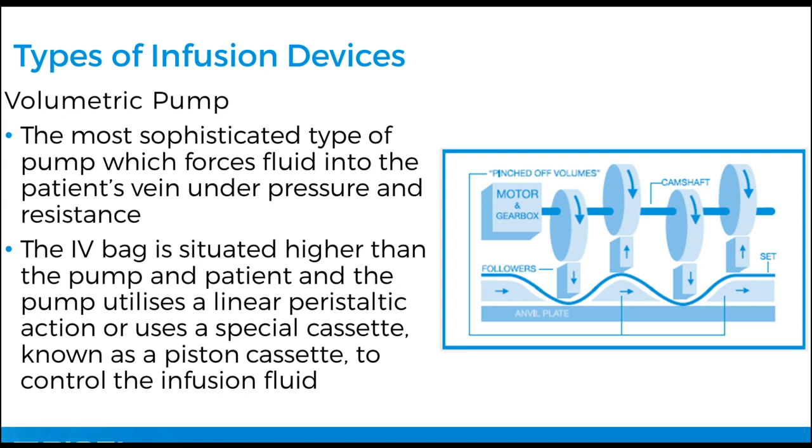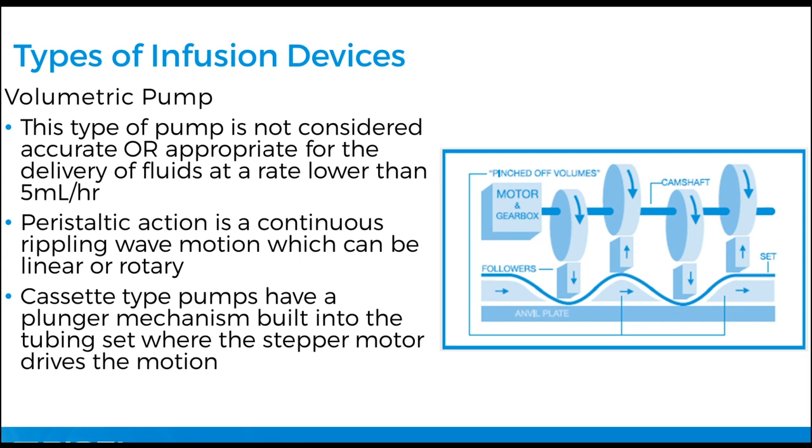Volumetric pump, the most sophisticated type, moves peristaltically and forces fluid into the patient's vein under pressure and resistance. The IV bag is situated higher than the pump and the patient, and the pump utilizes this linear peristaltic action or uses a special cassette known as a piston cassette to control the infusion fluid. This type of pump is not considered accurate or appropriate to deliver fluids lower than 5 milliliters per hour. Peristaltic action is a continuous rippling wave motion, which can be linear or rotary, and the cassette type pumps have a plunger mechanism built into the tube set where the stepper motor drives the motion.